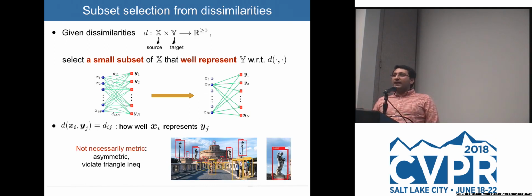What we assume is that these dissimilarities are not necessarily coming from a metric space. So they can be asymmetric, or they can violate the triangle inequality. An example of why this is important is in the case of image encoding: this image on the left-hand side is a good representative for the right-hand side, but the reverse is not necessarily true. So in some cases, in computer vision, we need this asymmetric relationship.